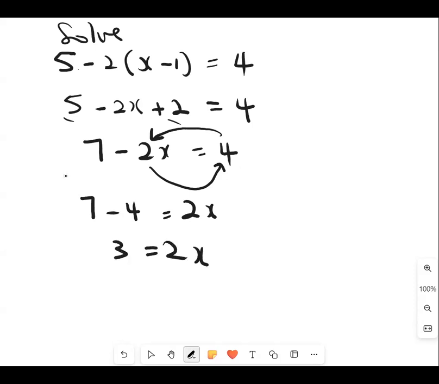7 minus 4 is 3. And why are all my answers what? No, it's not 1.5. This time you're gonna be, yeah, say 1.5. So I bring the 2 down now and divide. So you have 3 over 2 equal to x. So x then is equal to 1.5.